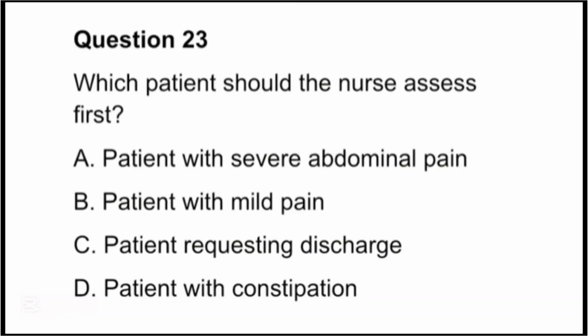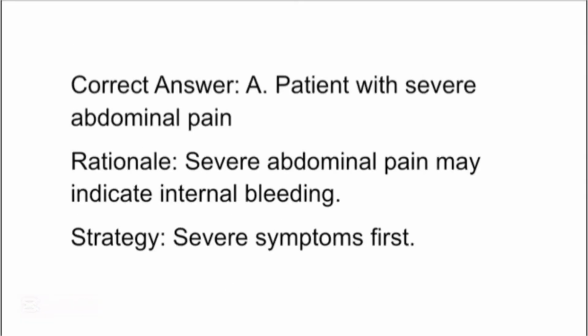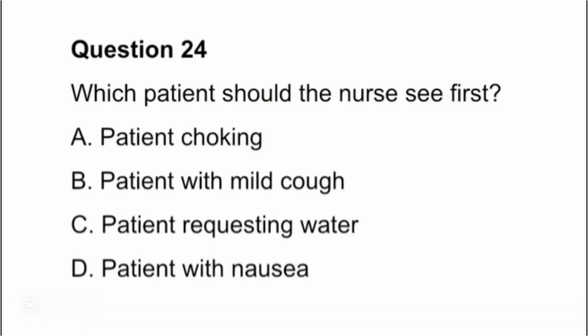Question 23. Which patient should the nurse assess first? A. Patient with severe abdominal pain. B. Patient with mild pain. C. Patient requesting discharge. D. Patient with constipation. Correct answer: A. Patient with severe abdominal pain. Rationale: severe abdominal pain may indicate internal bleeding. Strategy: severe symptoms first.